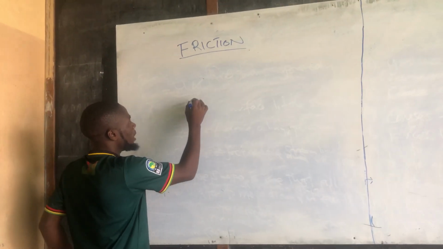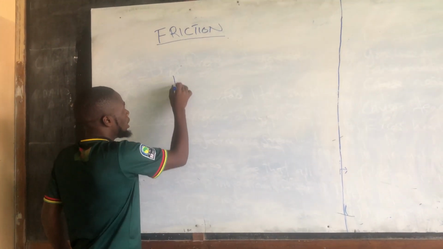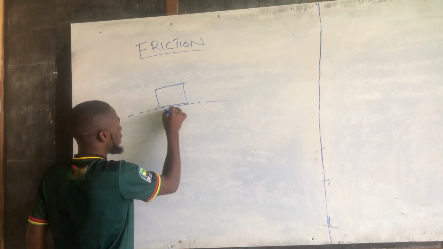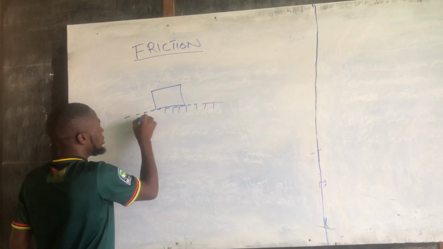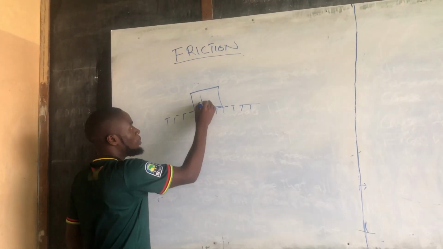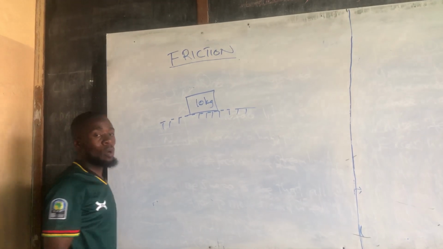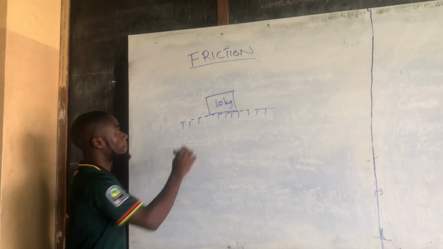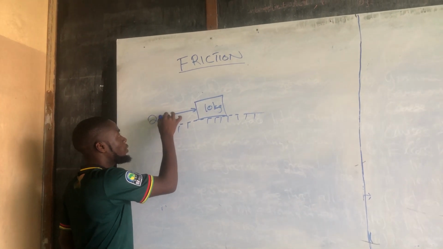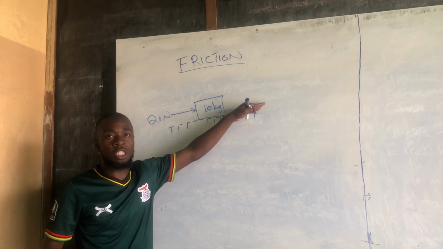So for example here, I have this box here. Let's say this is the horizontal surface here. It's the ground here. And you want to push this box of 10 kg here. Let's say this is your force with 20, maybe 20 newtons. You want to move this box here.